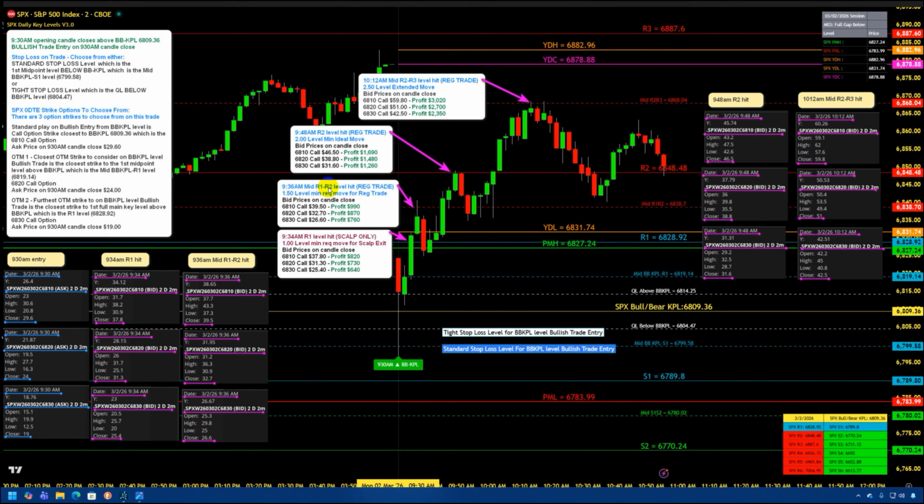So on this 9:36 a.m. hit of the mid R1, R2 level, we have those outlined here. The bid price is $39.50 on the 68.10 call. That's now a profit of $9.90 per contract. The bid for the 68.20 is $32.70 on the candle close. That's a profit of $8.70 per option. As you can see here, it did wick up higher, so we're going off of the candle close, which of course it backed off.